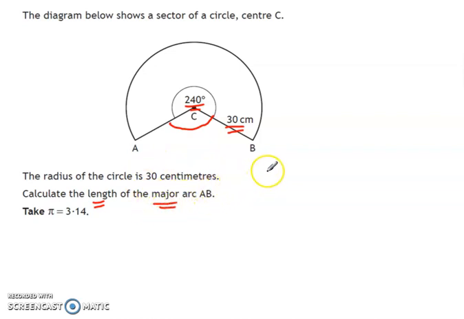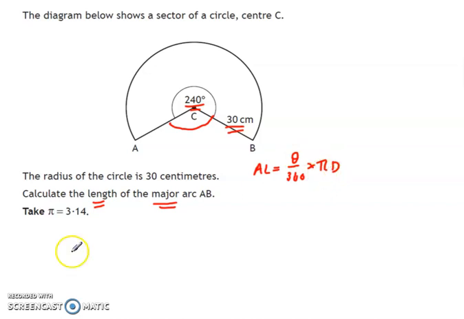Next thing we need to remember is the formula. So remember the formula for our arc length is given by theta over 360 times the formula for the circumference of a circle, pi d. Now theta over 360 tells us what fraction of the overall circle we want to include in this, where theta is the angle in the middle.